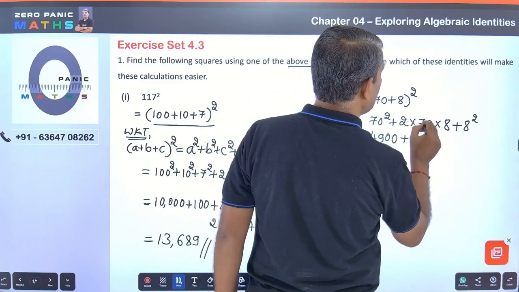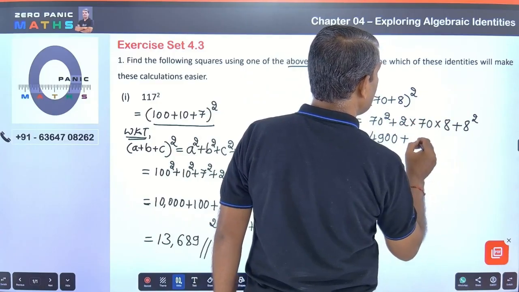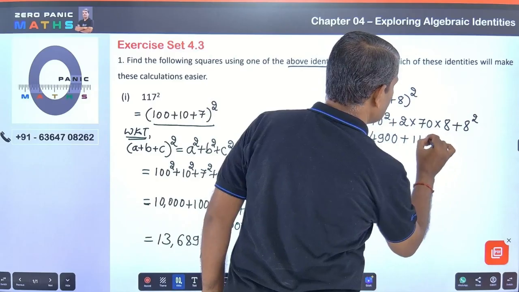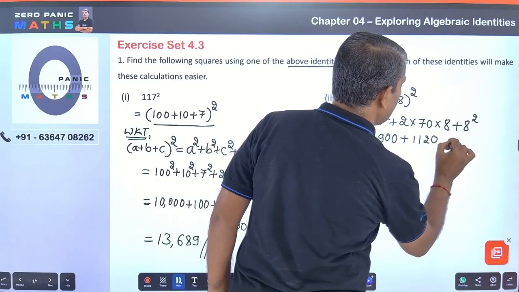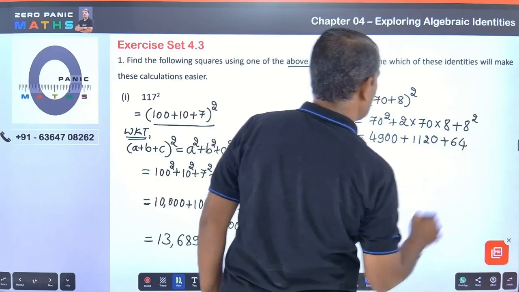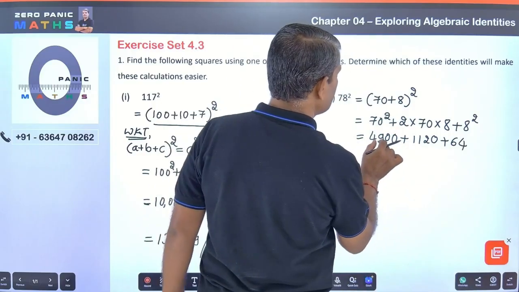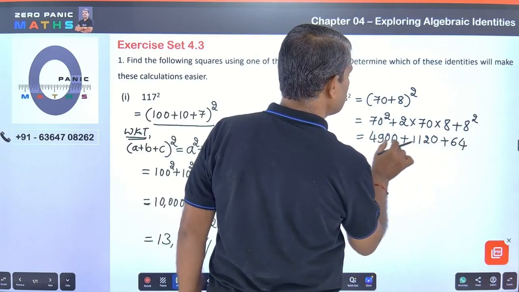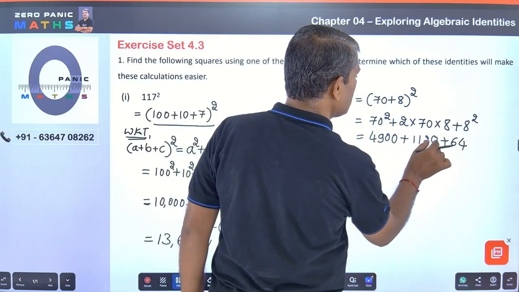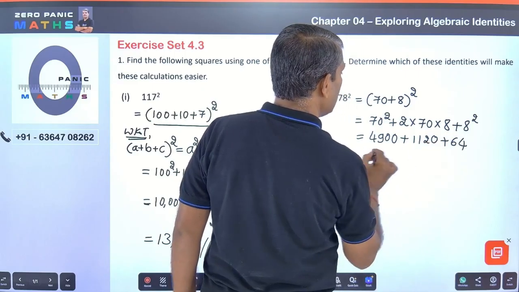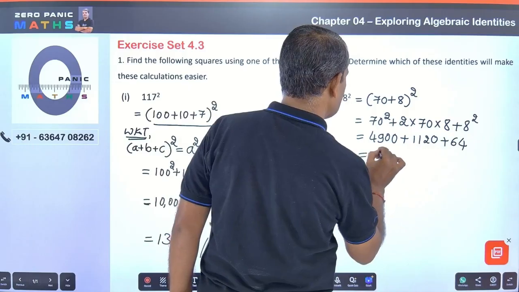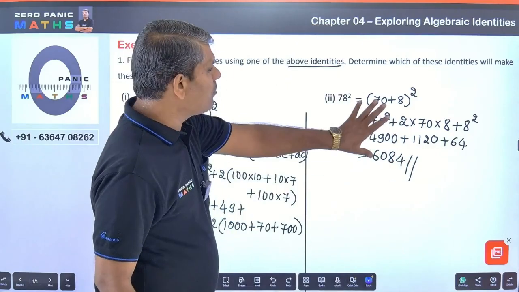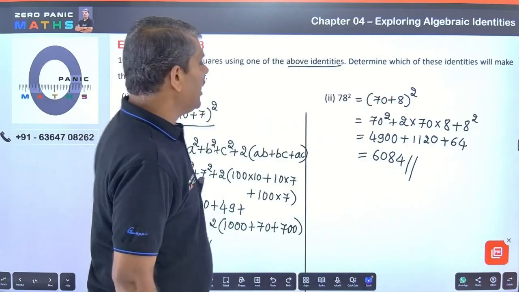2 sevens are 14, 14 eights are 112, followed by this single 0, so 1120. 8 eights are 64. If you sum up all these, it is 4900 already, so if you add 1000 to it, 5900, then 6120, and then 6084. 6084 is the answer to this. So this is a simple sum by using the identity a plus b whole square.